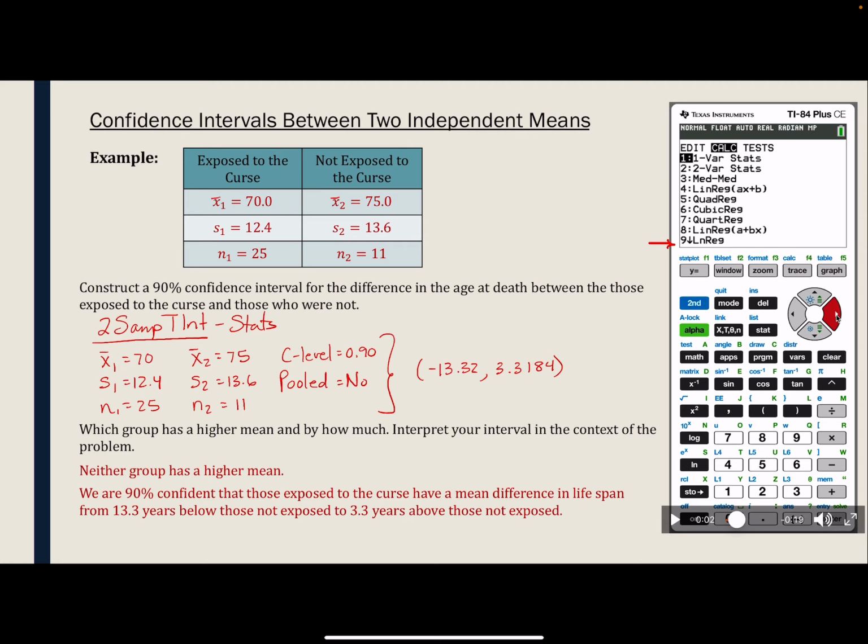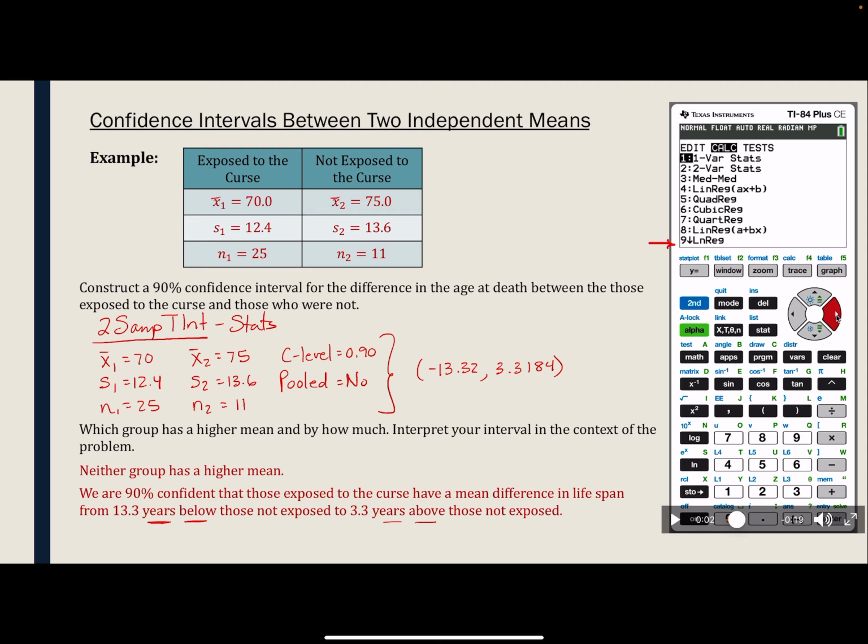If we wanted to do a formal interpretation, we'd say that we're 90% confident that those exposed to the curse have a mean difference in the lifespan of 13.3 years below those not exposed to 3.3 years above those not exposed to that mummy's curse. Notice that I'm saying years here, not percent, and then I'm saying years below to represent the negative and years above to represent the positive.